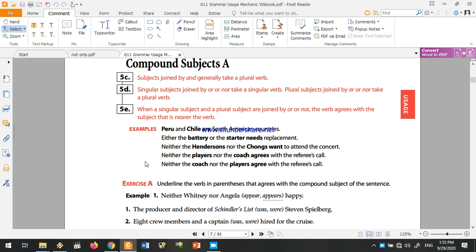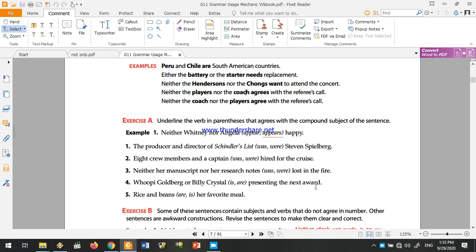Example 5. Neither the coach nor the players agree with the referee's call. Here, the first subject is singular, which is coach, and the second subject is plural, which is players. And as we know, in neither nor sentences, the verb agrees in number with the subject closest to it. So since players is plural, we have a plural verb. Let's work on these examples.